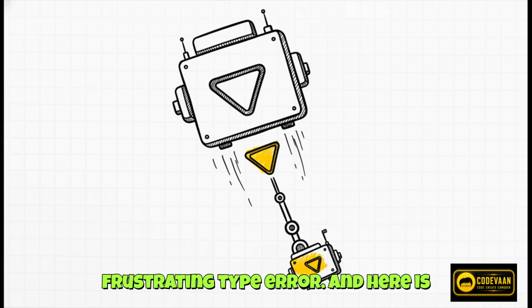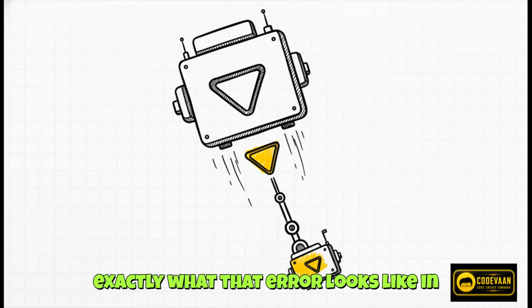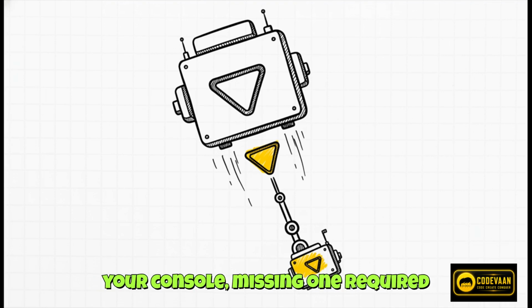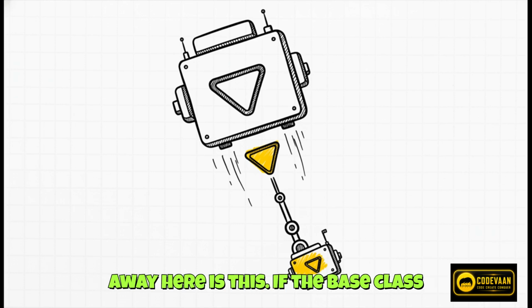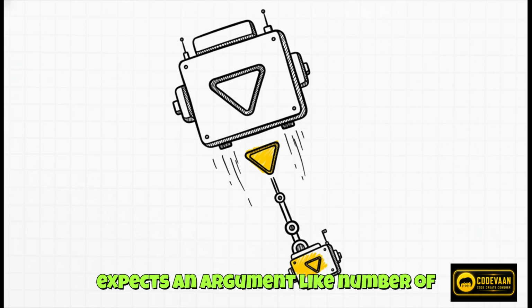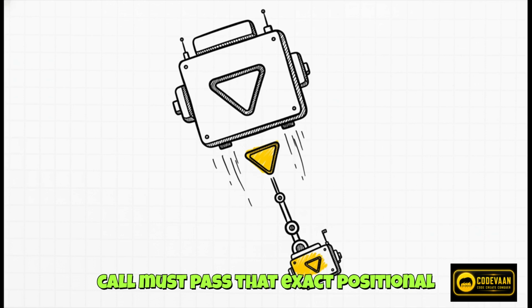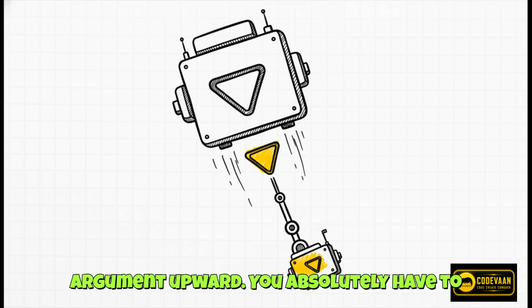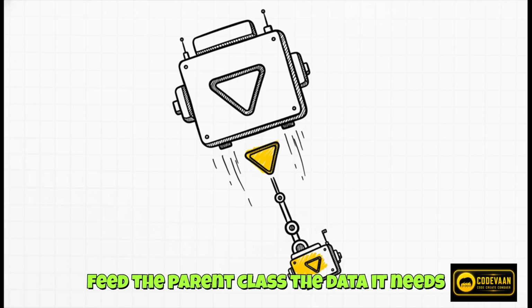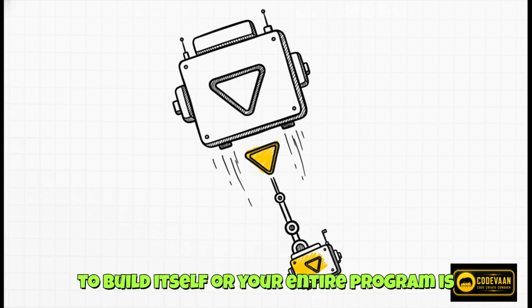And here is exactly what that error looks like in your console. Missing one required positional argument. So the crucial takeaway here is this. If the base class expects an argument like number of hearts, your child class's super.init call must pass that exact positional argument upward. You absolutely have to feed the parent class the data it needs to build itself, or your entire program is going to crash.